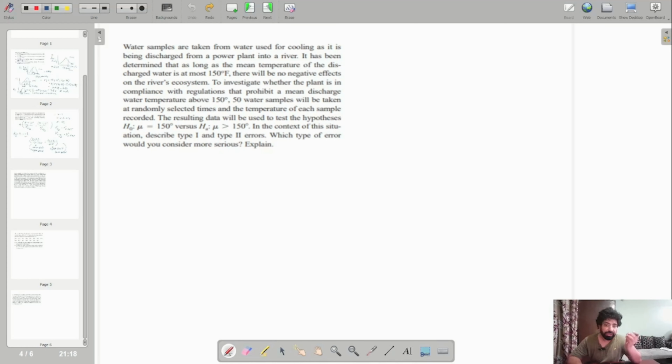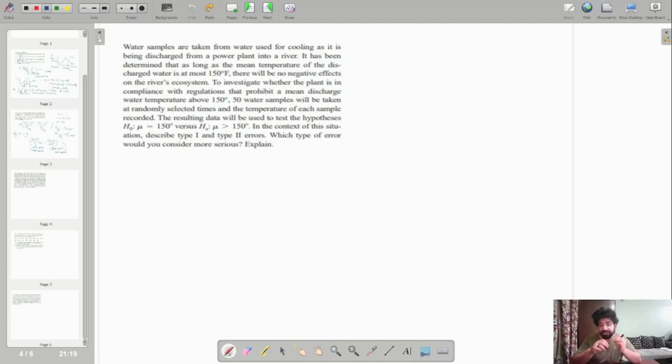Sometimes it might happen that the jeans might have some different alterations as compared to what we actually forecasted for the entire sample, but that is the actual difference between the sample and the population. So that is the theory behind type 1 and type 2 error. And this problem is talking about a hypothesis situation revolving around the mean temperature of the water discharge from a power plant to the river.